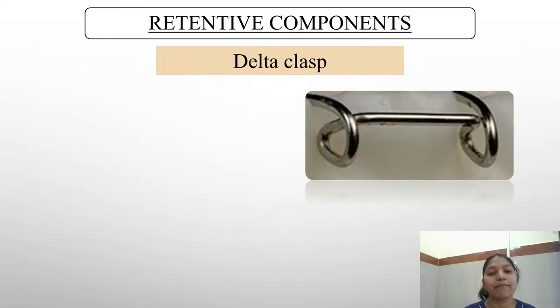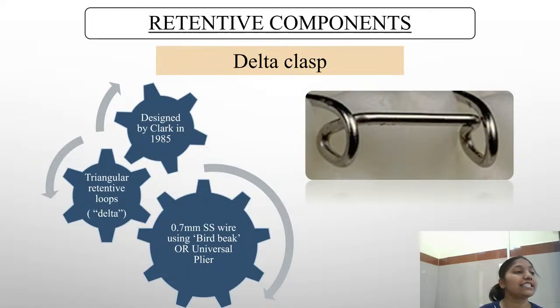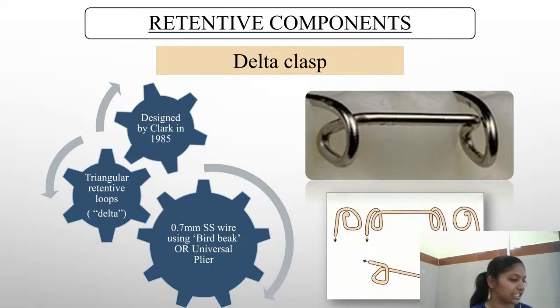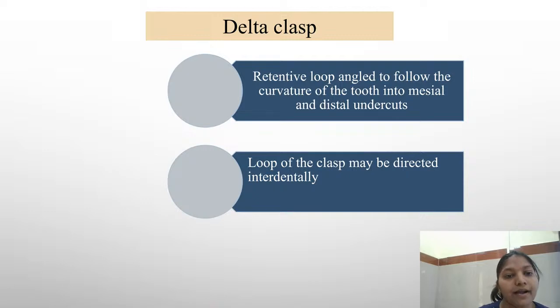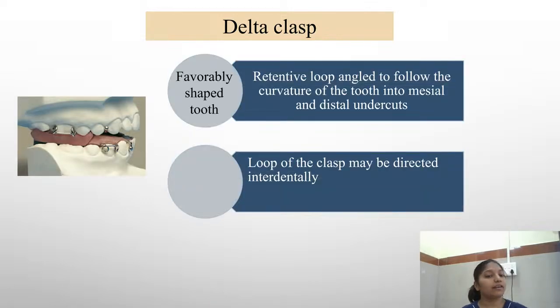When it comes to the retentive component, the delta clasp, which was first designed by Clark in 1985, the initial delta clasp had a triangular shape, and it is made up of 0.7 mm stainless steel wire using the bird beak pliers. But later on, this shape was modified from triangular to circular. If the tooth is favorably shaped, these retentive loops angle to follow the curvature of the mesial and the distal undercut. But if the tooth is unfavorably shaped, this loop should be directed interdentally.